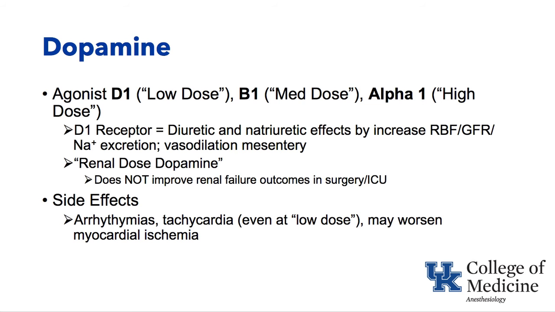In the past, renal dose dopamine was used in an attempt to improve renal failure outcomes in both surgery and in an intensive care unit. The most current evidence suggests that it does not improve renal failure outcomes. Some side effects of dopamine include dysrhythmias and tachycardia, even, as I mentioned before, at low doses, such as low-dose D1, where you're, quote, attempting to increase renal blood flow, and it may worsen myocardial ischemia.